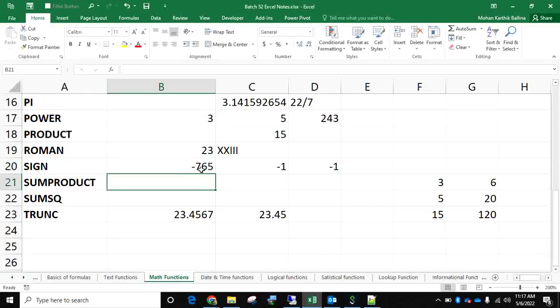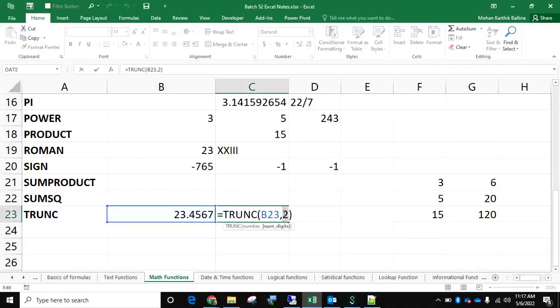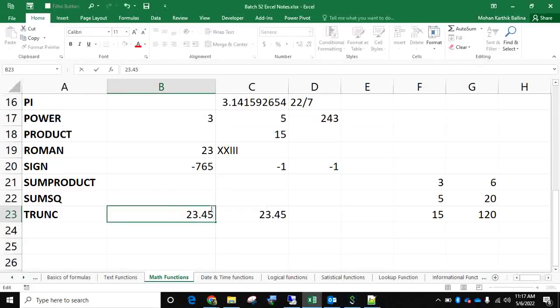0 means 0. Next, TRUNC we have also seen. After the decimal, I want to see only two numbers, right? That means it just removes the remaining digits. I said after the decimal I want to see two digits, so it just keeps those and the remaining digits are removed. It will not do any kind of round up.